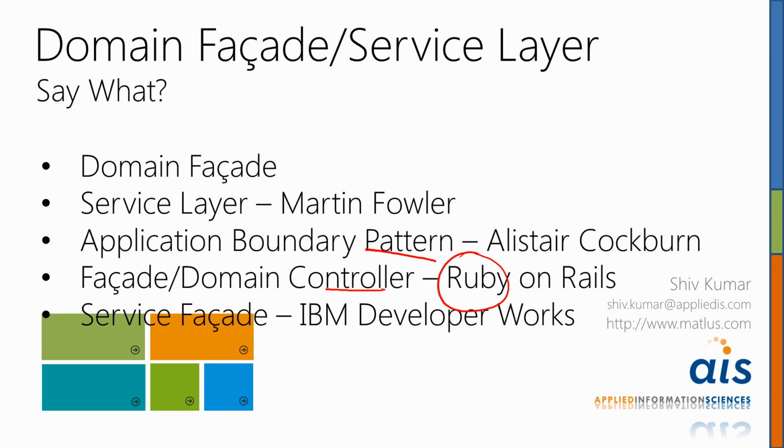The Ruby on Rails people, or the Ruby community, call the same pattern the facade controller or domain controller. The controller is not what you would call a controller in Rails or even in ASP.NET MVC. The controller in this case is more the English meaning of a controller, something that controls the domain, or if you will, the facade. In IBM, they call it the service facade. So all of these are different names that mean the same thing.